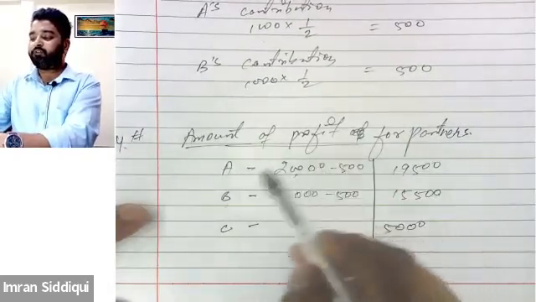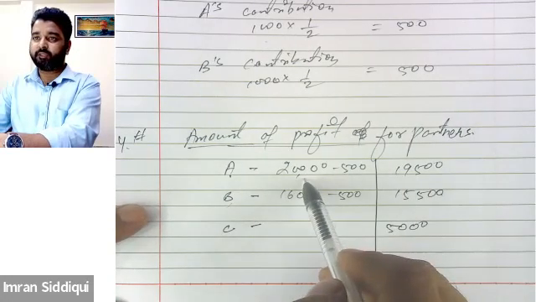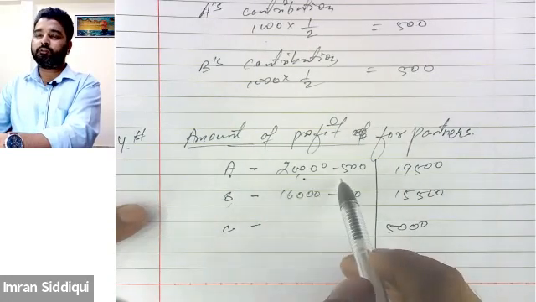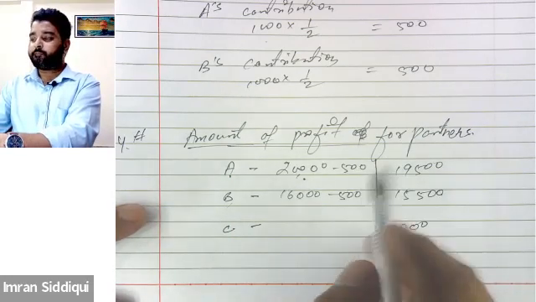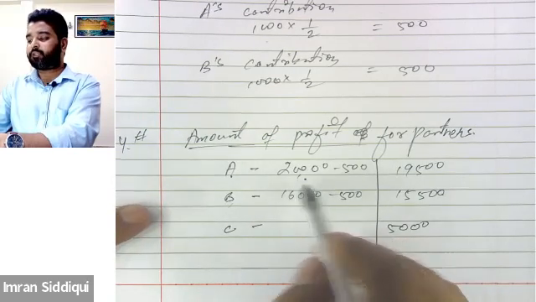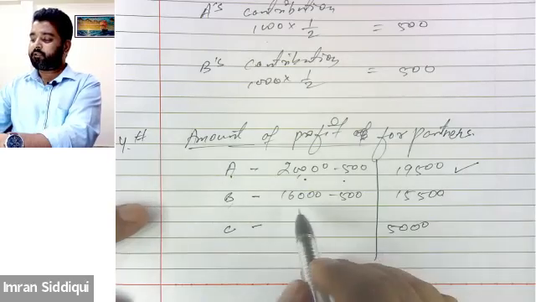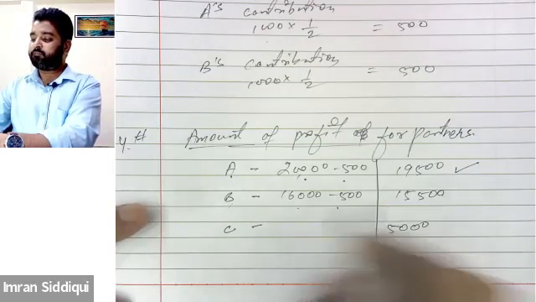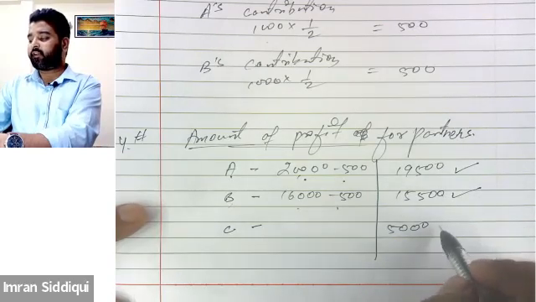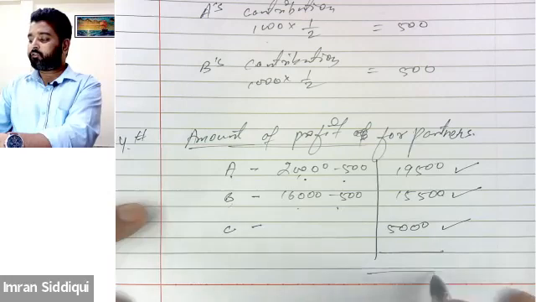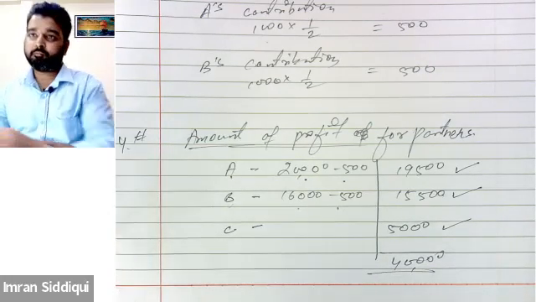So the final amount of profit for A, B, and C will be, for A, earlier the profit was 20,000 as per the PSR, but since A will have to bear the deficiency of C to the extent of 500, that means 20,000 minus 500. The remaining amount of profit will be given to A. Similarly, 16,000 minus 500, B will be entitled to claim only 15,500, and C, as guaranteed, will get 5,000. So this is how the profit of 40,000 will be appropriated among the partners.